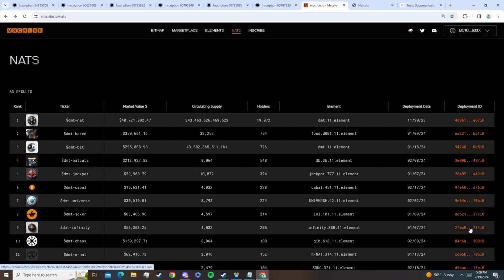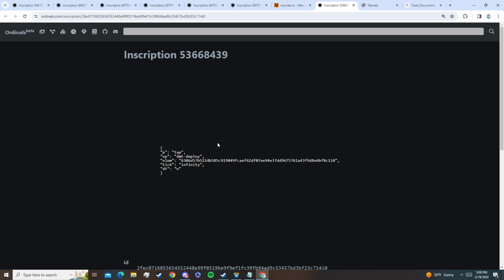And if we were to look at this deployment ID, it's going to give us valuable information. It's going to tell us specifically this ticker, infinity, is looking at this element, which we know that element is the 888 pattern inside the bit field. That's what this element's looking at, the 888 pattern in the bit field, and whether or not we're going to be using the numerical or the hex. So if you guys remember looking at bitnat, we were looking at hex. For infinity, this token, using this element 888, we're looking at the numerical.